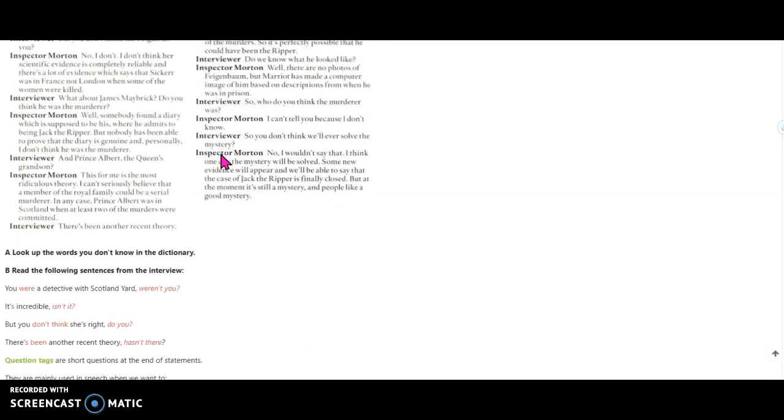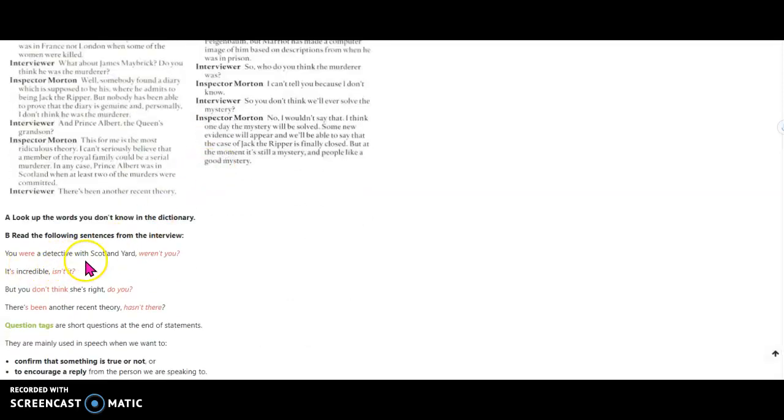Let's look at the examples here. You were a detective with Scotland Yard, weren't you? It's incredible, isn't it? But you don't think she's right, do you? There's been another recent theory, hasn't there? So what's the connection between the question tag, this very short question, and the verb of the sentence? So if you pay attention, if the verb is in the affirmative, the question tag is in the negative. If the verb is in the negative, the question tag is in the affirmative.